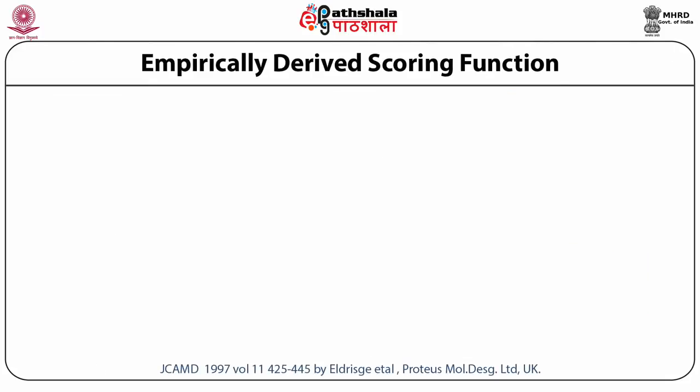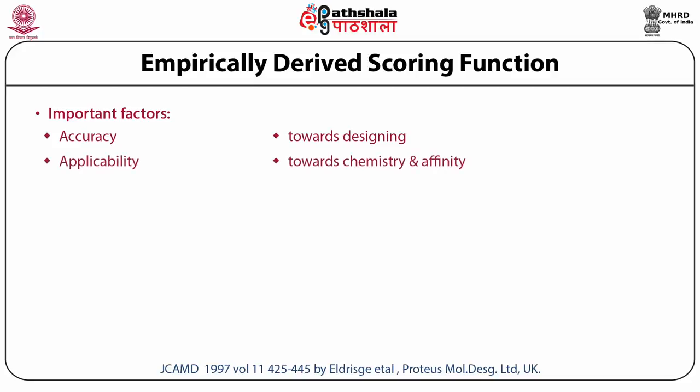How does one derive a scoring function? We can show you how to derive an empirically derived scoring function, which has been written about in this paper. The important factor is accuracy towards designing, meaning we should not design a scoring function which will not be accurate. Applicability: it should work across chemistry and affinity, lowest to highest. Robustness: if we go from one conformer to another, or from one protein to another, and the scoring function works in one protein and not the others, we will be losing out.